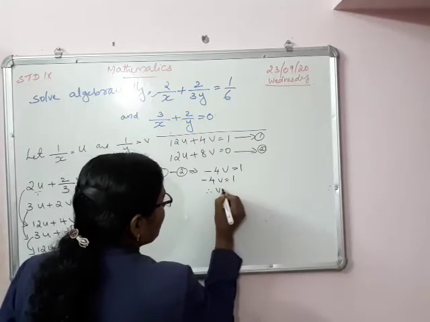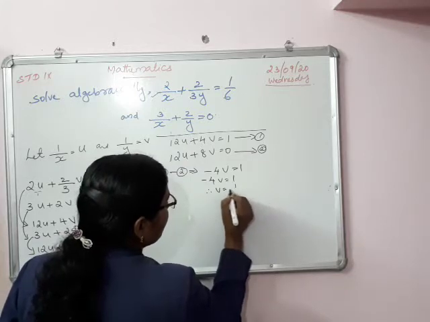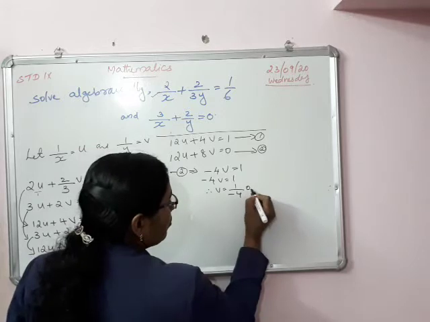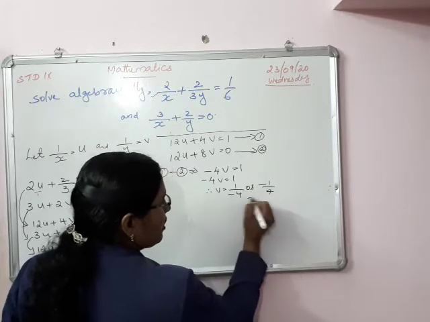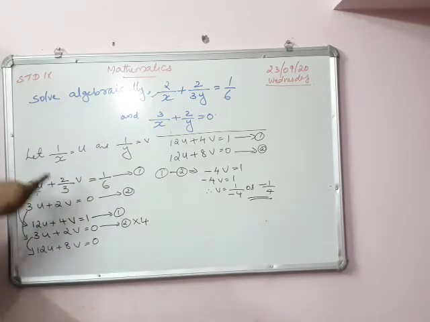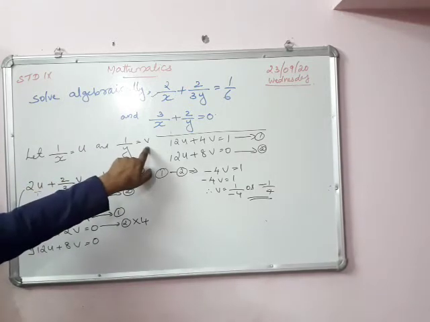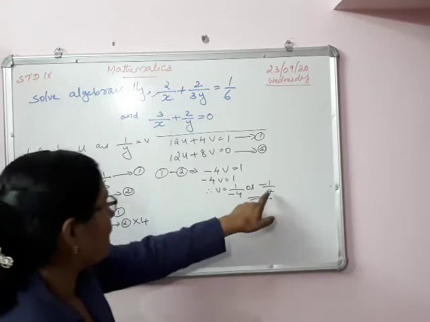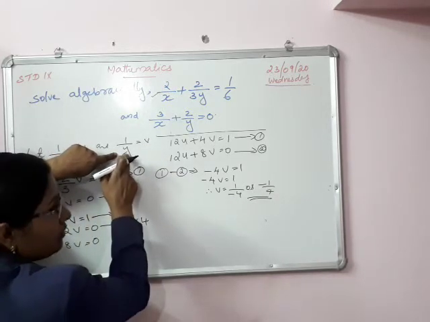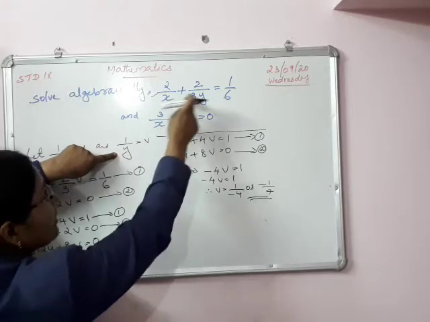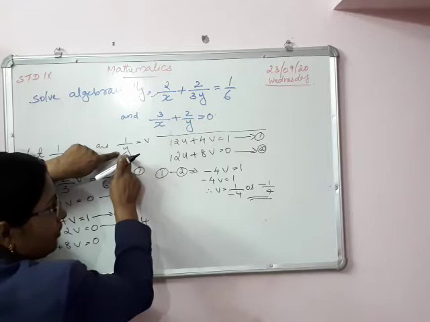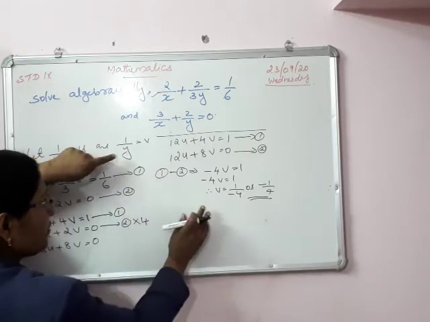Therefore, v is equal to 1 by minus 4, or minus 1 by 4. Both are the same. That is the value of v. Now we found v is equal to minus 1 by 4. Then we are finding the value of x and y. How can we find y? Last we can find it.